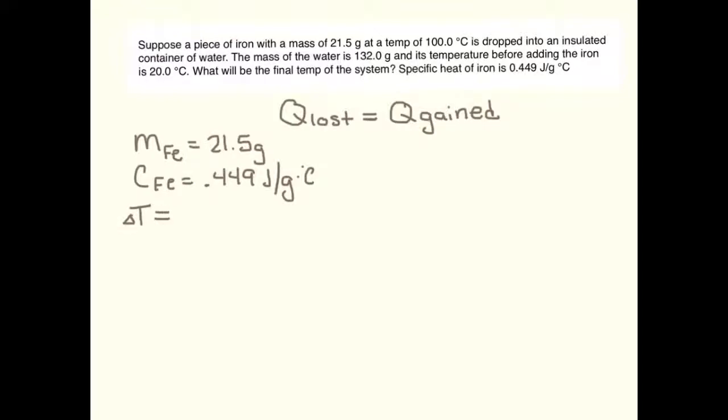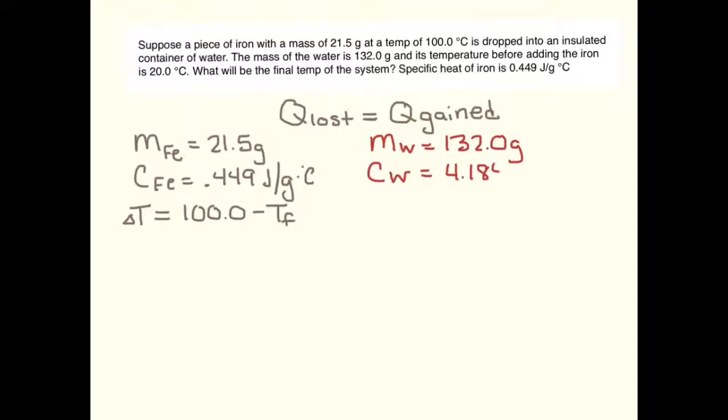So the change in temperature for the iron will be its starting temperature of 100.0 degrees Celsius minus the final temperature at equilibrium. We also know the value of the mass of water, and that was listed at 132.0 grams. The specific heat capacity of water is always 4.184 joules per gram degrees Celsius.